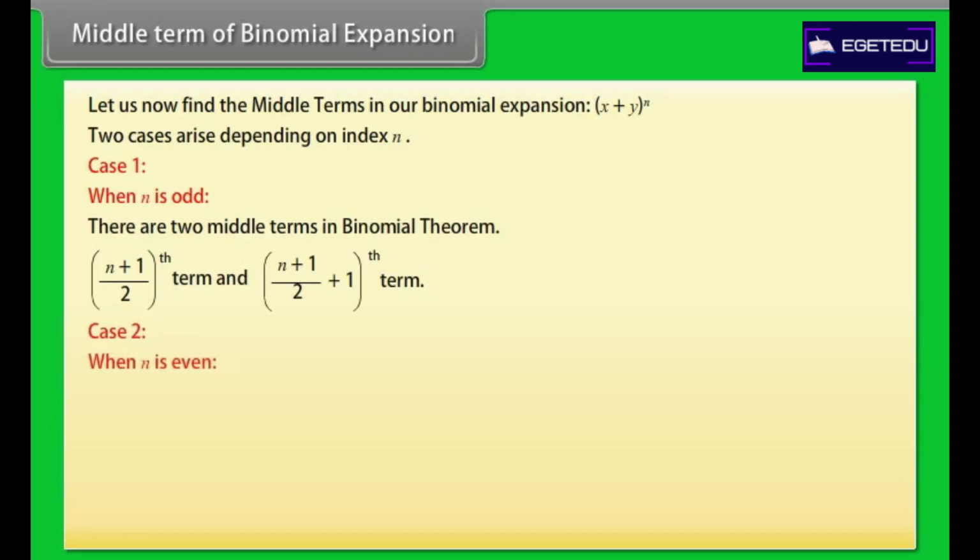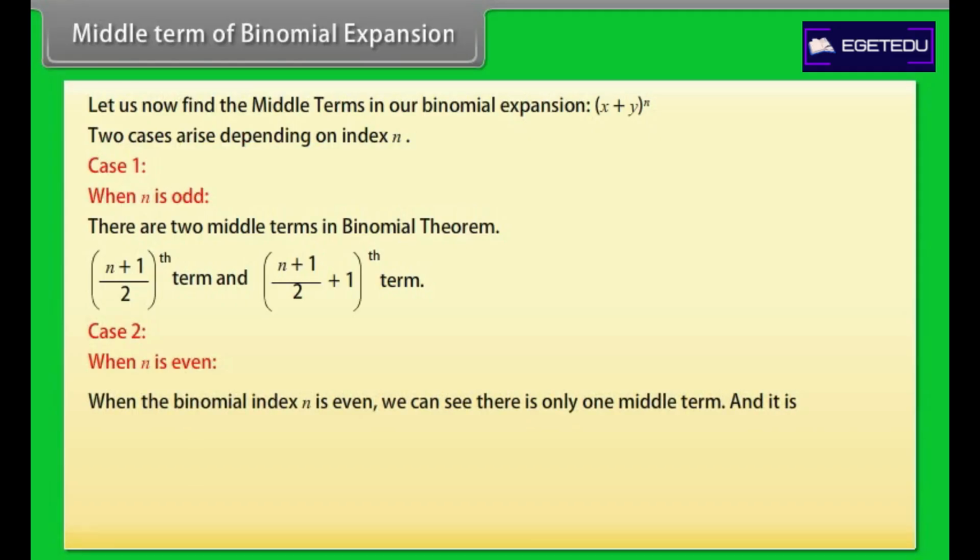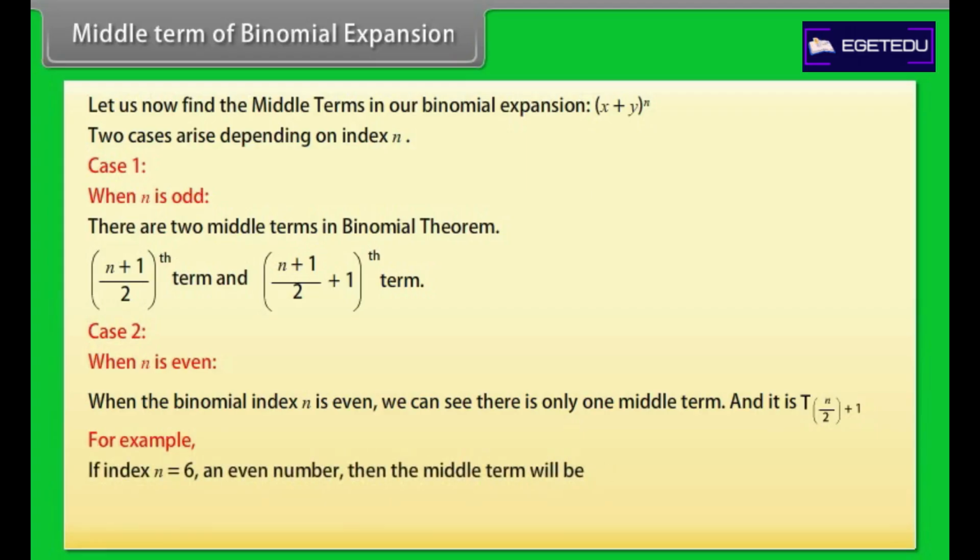Case 2: when n is even. When the binomial index n is even, there is only one middle term, and it is T(n/2 + 1). For example, if index n is equal to 6, an even number, then the middle term will be T(n/2 + 1) equal to T(6/2 + 1) equal to T4.